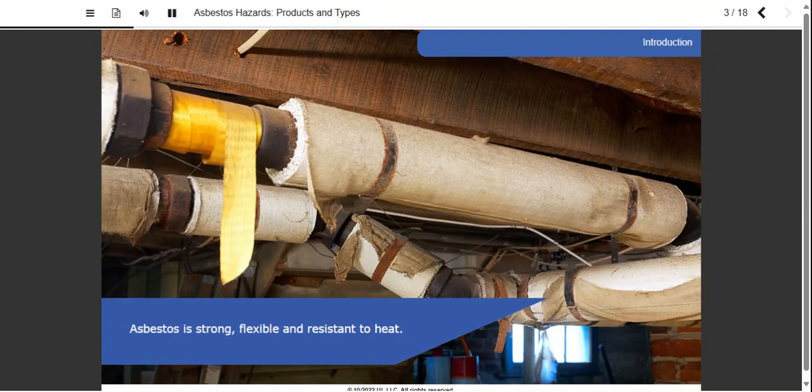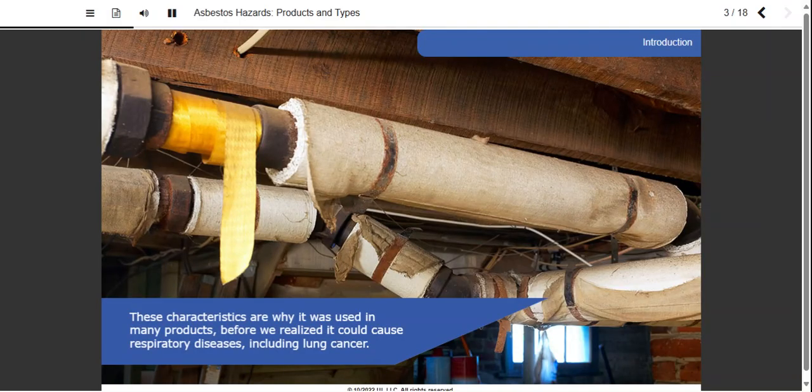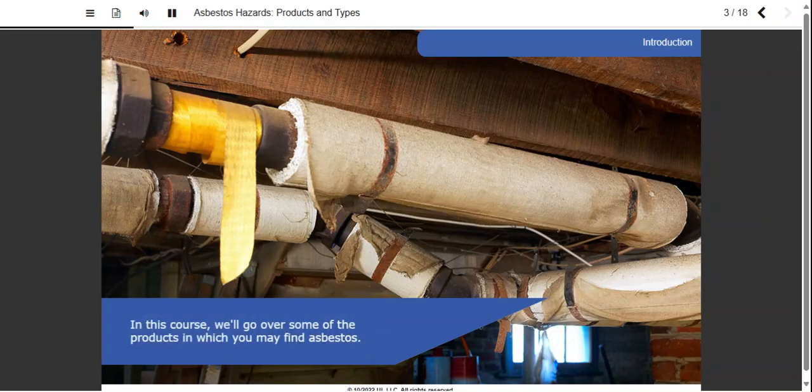Asbestos is strong, flexible, resistant to heat, fire, chemicals, water, electricity, wear and friction, and it also absorbs sound. With these kinds of qualities, you can imagine some of the ways people have used asbestos in their products before we realized that, in its friable form, it could cause respiratory diseases, including lung cancer. In this course, we'll go over some of the products in which you may find asbestos.